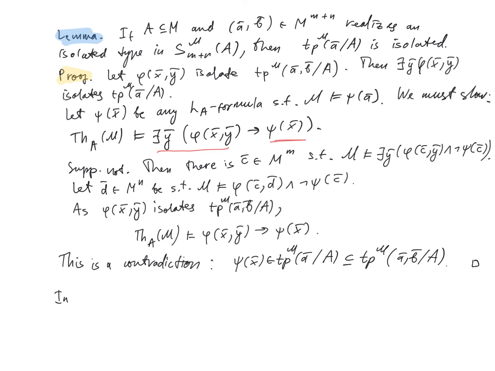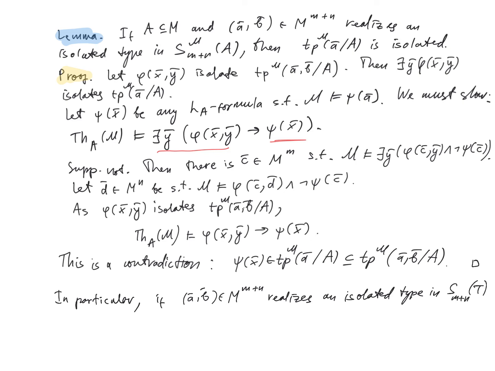In particular, this tells us that if a bar b bar in M to the power m plus n realizes an isolated type in S(m+n) of T, so a type without any parameters, then a bar realizes an isolated type in S(m) of T. So this is just a special case of the lemma with A, the set of parameters, taken to be the empty set.